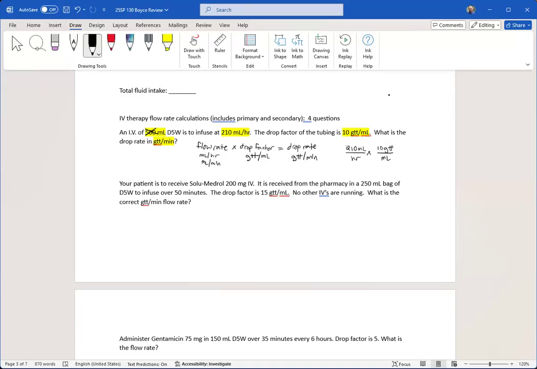If it said 500 milliliters over 25 minutes and did not give me a flow rate to begin with, at 210 milliliters per hour, then yeah, I would use that information. But I don't need it. I already have the flow rate. I don't need to do any additional calculations. I don't need to find out how many hours that's going to last for. I just need the 210 ml per hour.